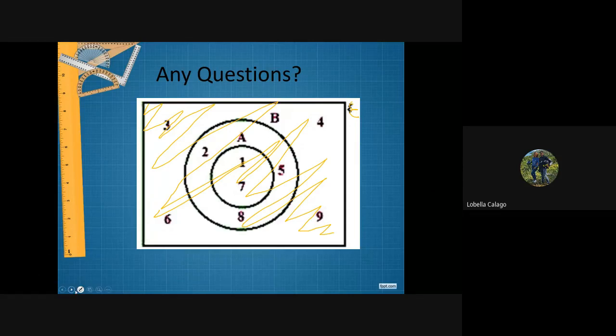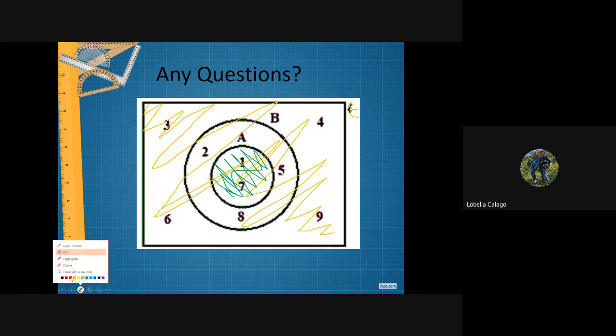The set A, kukulayan ko lang ng ibang color. Set A is only this one. Hindi ko sasabihin yung number kasi part yun ng inyong activities. So, this is the set A. And the set B, ibang kulay natin. Oh, this is the set B.